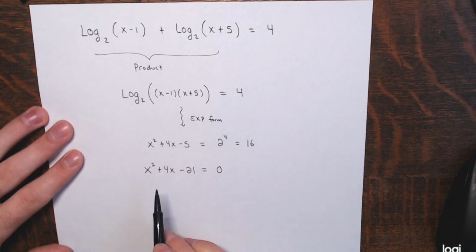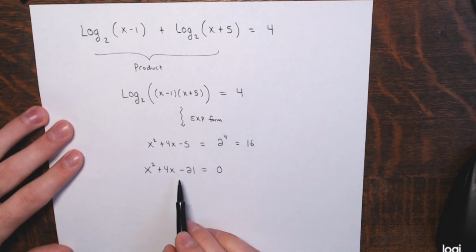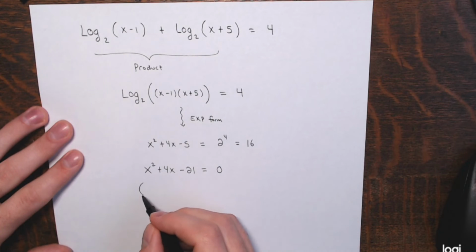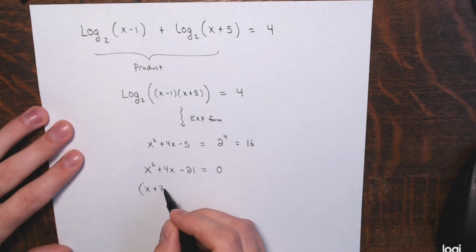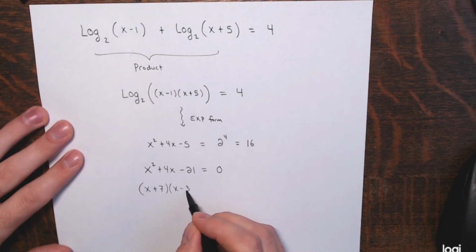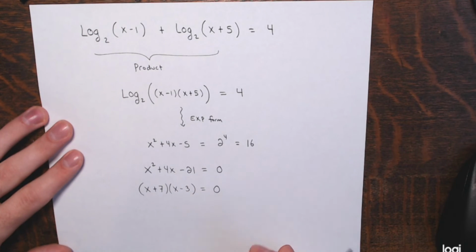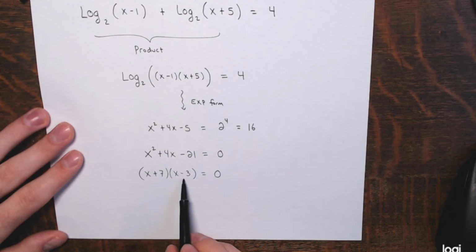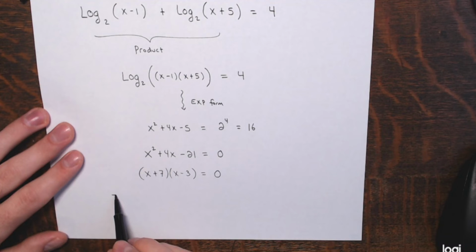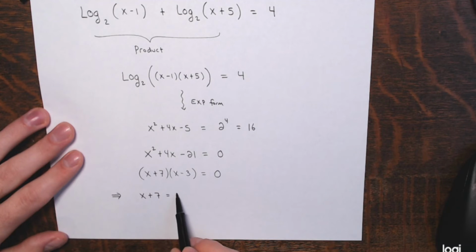Now I could use the quadratic formula if I wish, or you can factor this pretty easily. This factors to x plus 7 times x minus 3, and then I have this product equal to 0. Remember, a product is only equal to 0 when one of the factors is 0. So either x plus 7, the first factor, is 0, or x minus 3, the second factor, is 0. Solving each of these, we get x equals negative 7 or x equals positive 3.